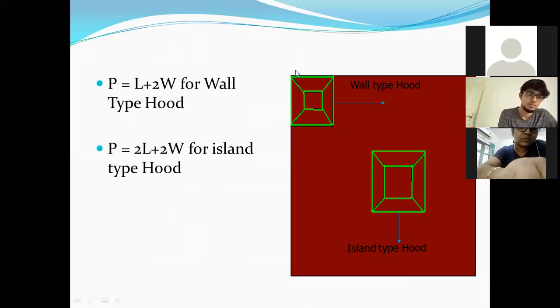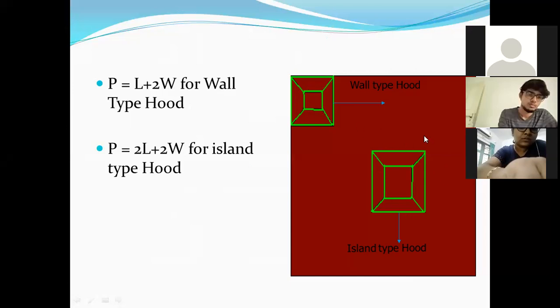So don't forget that when you're designing a wall mounted type, if the client is asking for a wall mounted type, or I am suggesting a wall mounted type, or I am going to place a wall mounted type in my kitchen, that's what I have selected. When you are designing it, you have to make sure that when you find its perimeter, you exclude one length. So the formula will be L plus 2W, because this one L is being excluded. So L plus 2W for a wall mounted type.